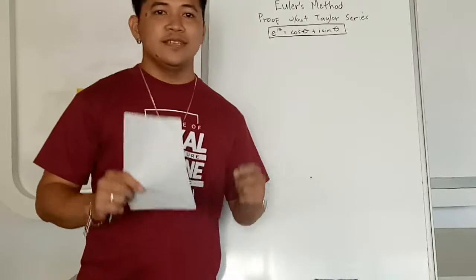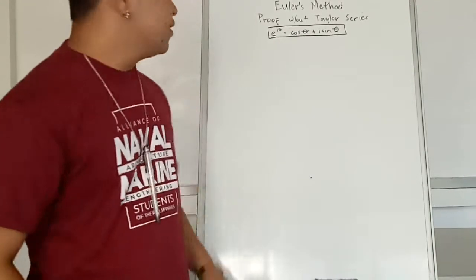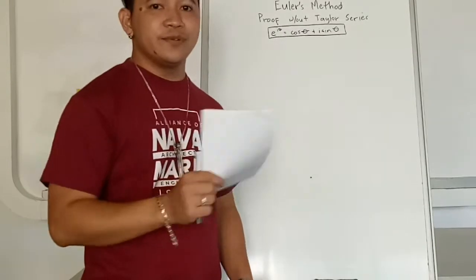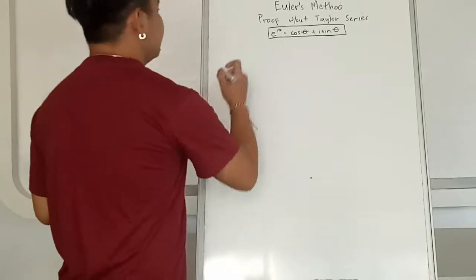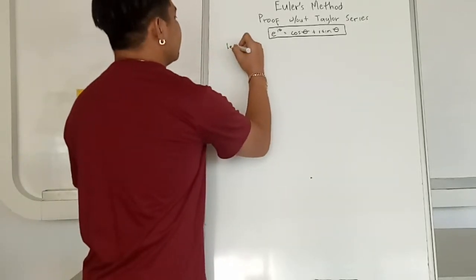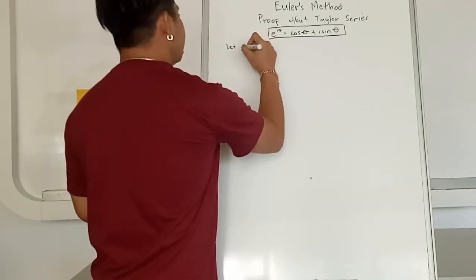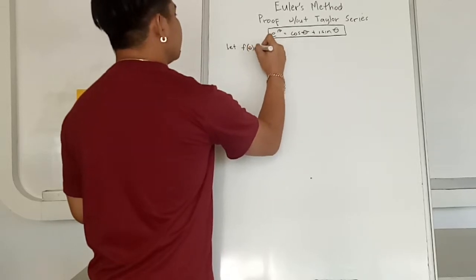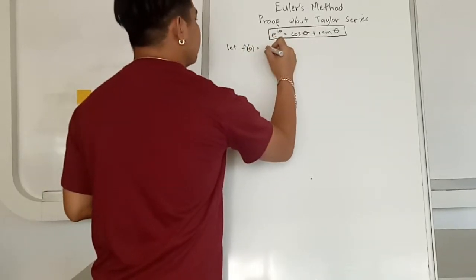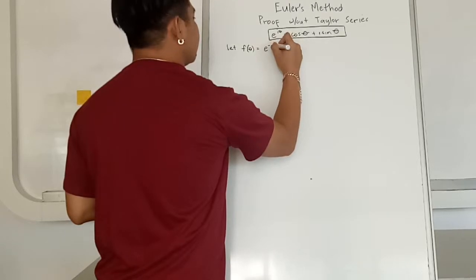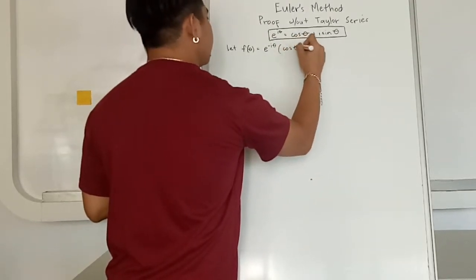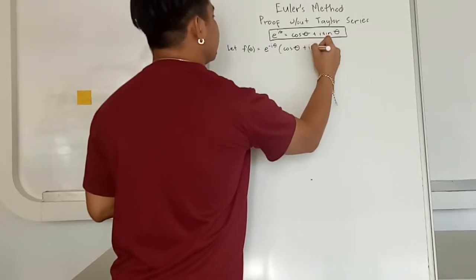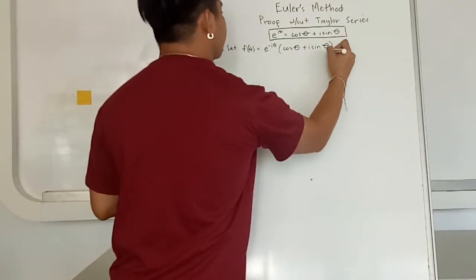A few moments later. In this part, I will show you Euler's formula and the proof without Taylor series. So, we let f of theta be equal to e raised to negative i theta times cosine theta plus i sine theta.